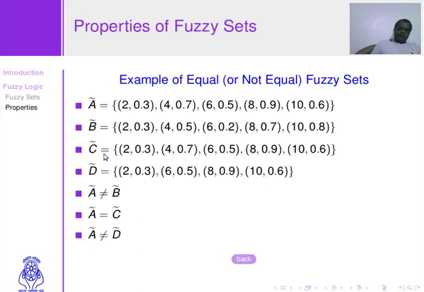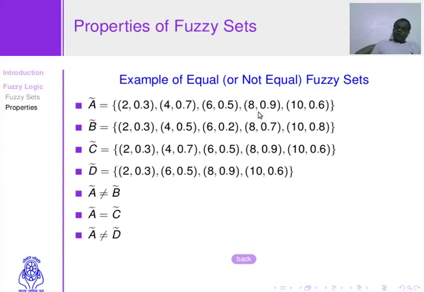Then consider the fuzzy set C. Degree of membership for 2 is equal in both the fuzzy sets. Degree of membership for element 4, both are equal in the two fuzzy sets. Degree of membership for element 6, again both are equal.